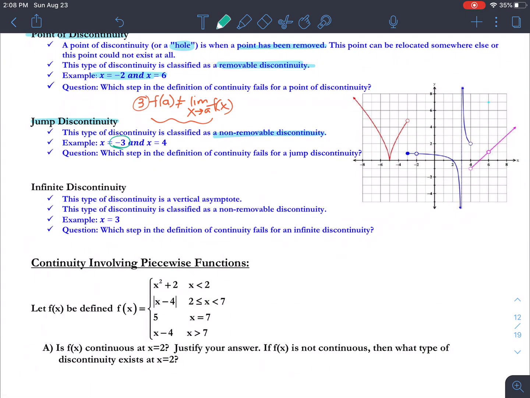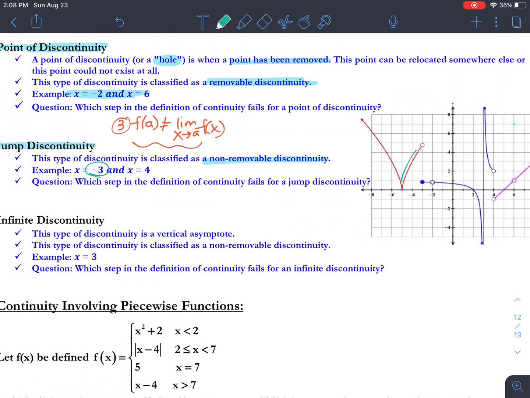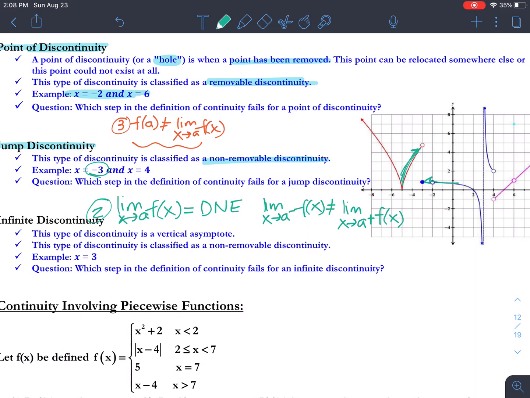And then what step does this fail? Well, the biggest issue here, guys, is that we don't have a limit existing, right? The limit from the left and right is different. So this fails step 2, which is the limit as x approaches a of f of x. It doesn't exist. So in a general sense, you could say the left hand and right hand limits are not equal. Okay, so again, that's a jump. And think truly it's as though you were on a roller coaster here and then it suddenly fell to this next level. That's a jump discontinuity.